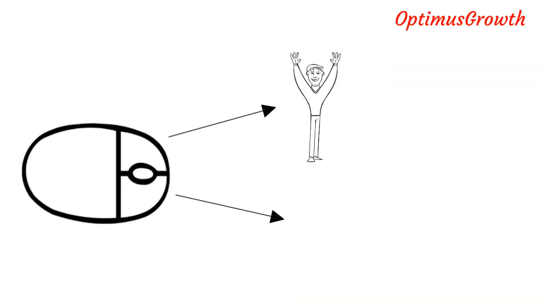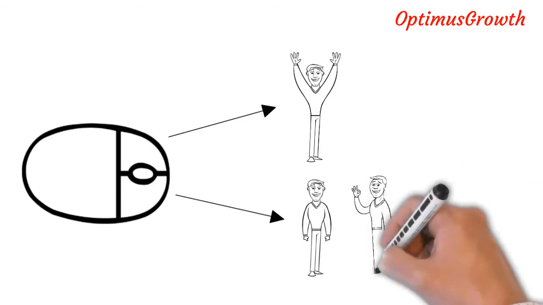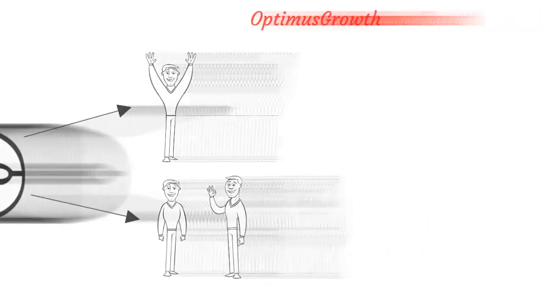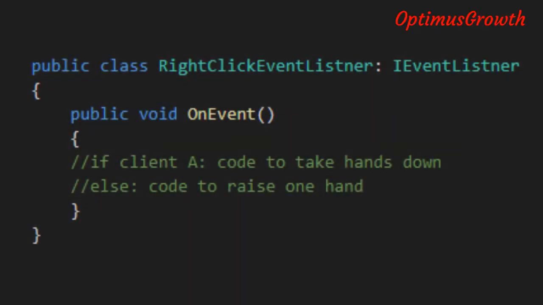Let's go back to the previous example and say client A wants that whenever a right click event happens, both hands should be down, whereas the other clients want that the right click event should raise a single hand. To make it programmatically, we'll have to write a conditional logic inside the right click event listener. Well, this looks still okay, right? But the problem here is that the right click event listener now has the overhead to understand how to take both hands down and how to raise a single hand.